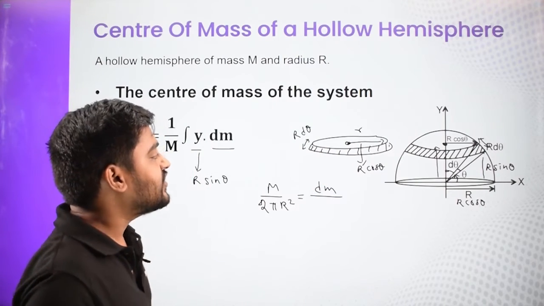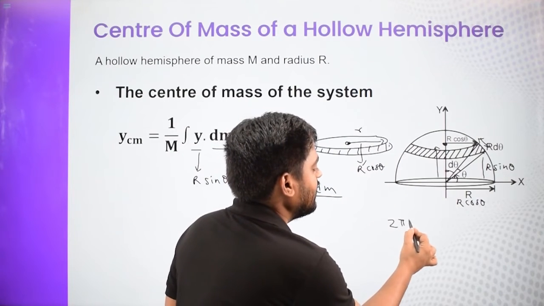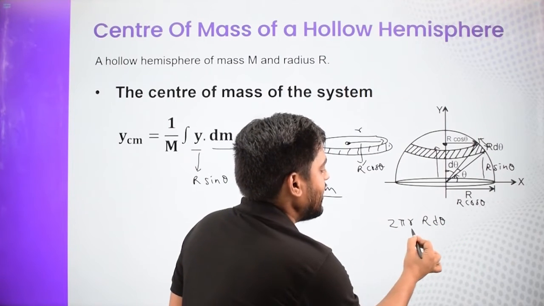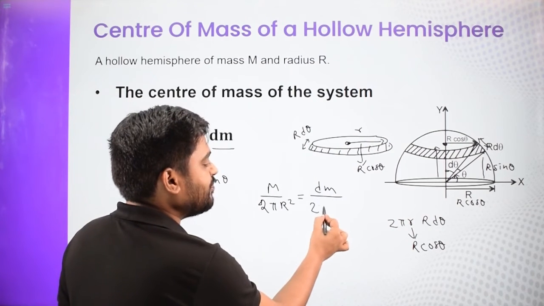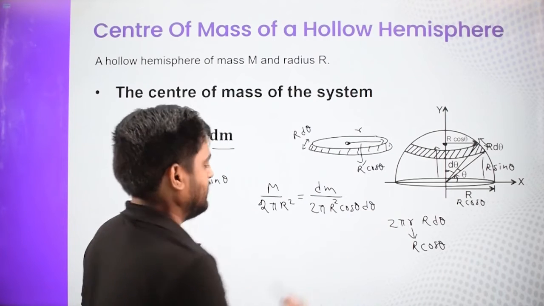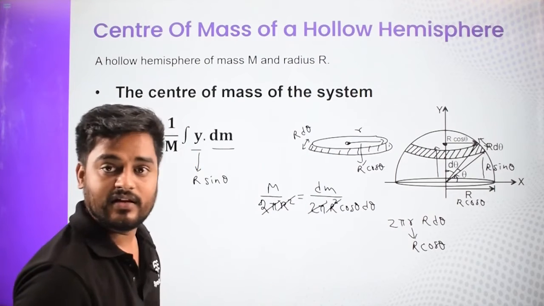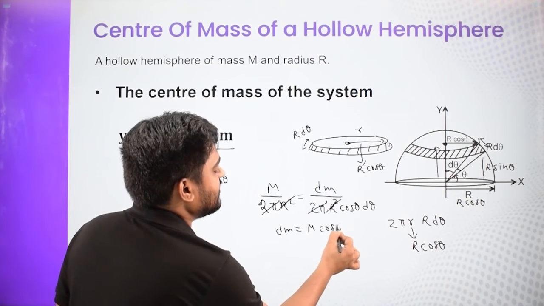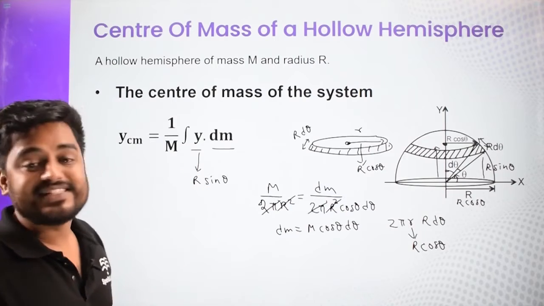What is this area? This is a ring, right? When you cut it, you get 2 pi r as the length. And what is the width? Width is r d theta. And what is this r? This r is r cos theta. So here I can write 2 pi r cos theta into r d theta. Now this 2 pi gets cancelled. In fact, r square gets cancelled. And now we can say that dm is nothing but m cos theta d theta. So we know that our dm is m cos theta d theta, and y is basically r sin theta.